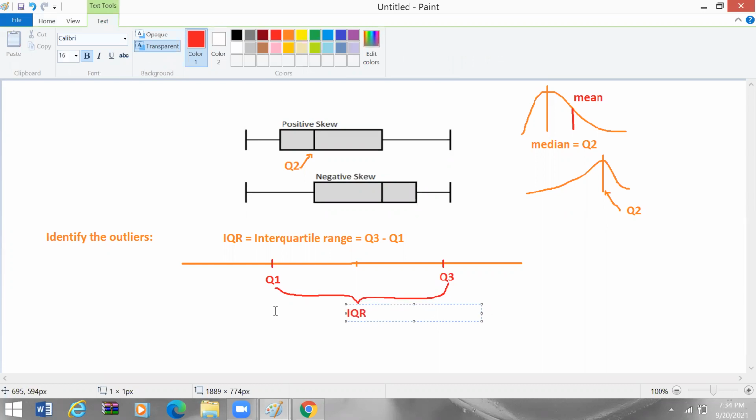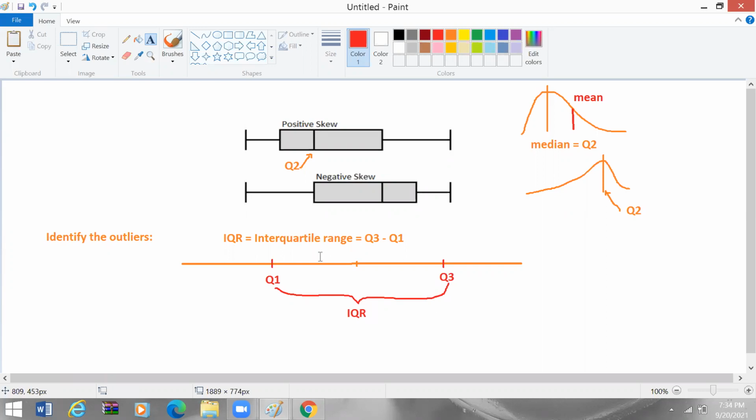We take 25% from Q1 up to Q2, and then 25% from Q2 up to Q3. So that will be the most dense data range, and it's most likely representing the data set values between Q1 and Q3, if the curve is symmetric.